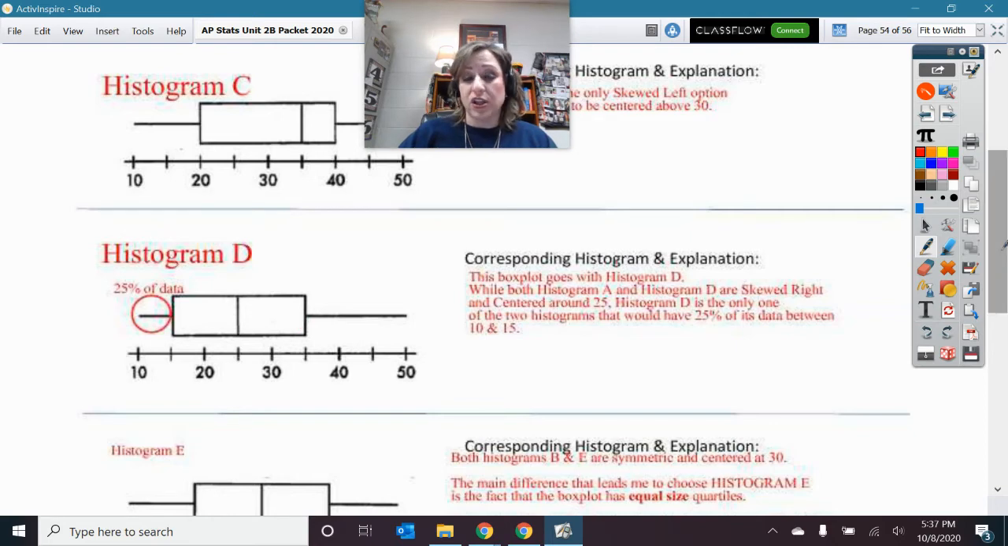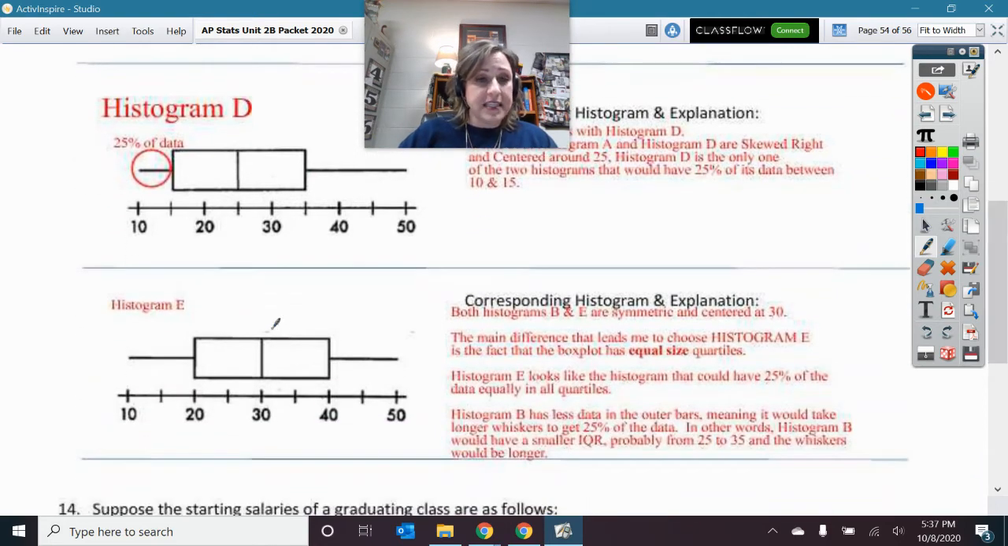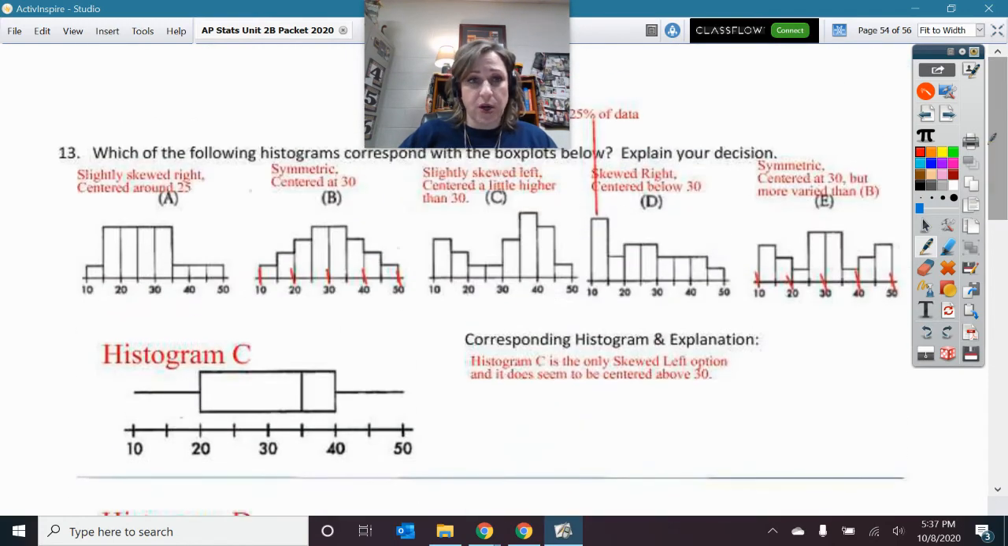Now, look at this one. Centered at 30, symmetric. Okay, so look here. B is centered at 30 and symmetric. E is centered at 30 and symmetric. So I had to really study what's going on here. Okay, so let's take a look at this.